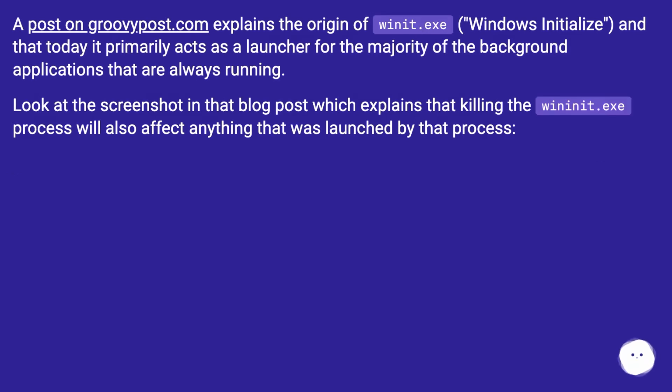A post on groovypost.com explains the origin of Wininit.Exe, Windows Initialize, and that today it primarily acts as a launcher for the majority of the background applications that are always running. Look at the screenshot in that blog post, which explains that killing the Wininit.Exe process will also affect anything that was launched by that process.